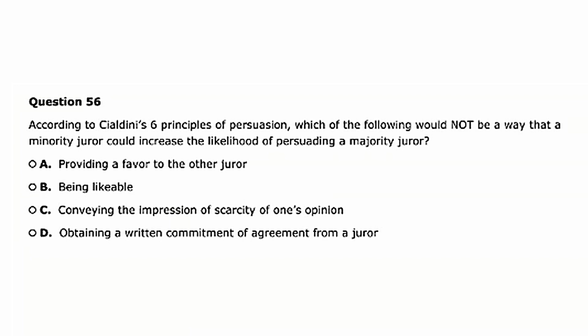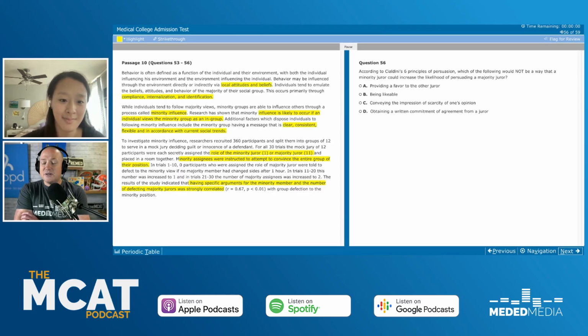Okay. Providing a favor, being likable, conveying the impression of scarcity of one's opinion, obtaining a written commitment of agreement from a juror. So there's something weird about C, conveying the impression of scarcity of one's opinion. Scarcity of one's opinion doesn't seem like that's a good thing. It kind of goes back to that minority opinion idea. It's like no one really is on board with that opinion, so why would that be helpful? So I'm going to go C just because it seems weird. Yeah, good. It is C.